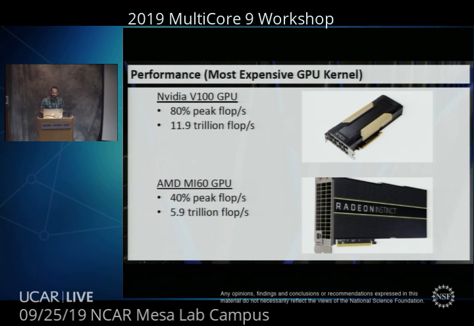And on the AMD MI60 GPU, we're getting 40% peak flops. We use the HIP backend to port to there. And I'll get into that more in a second.